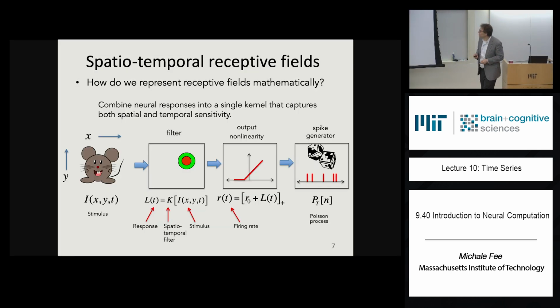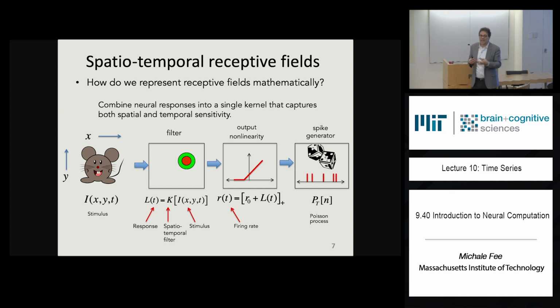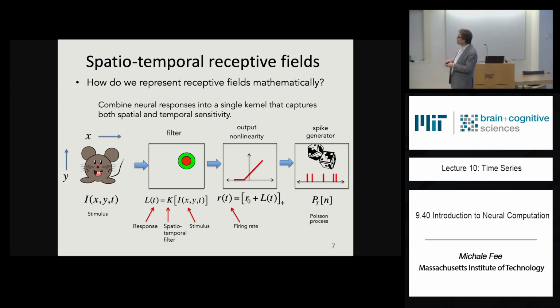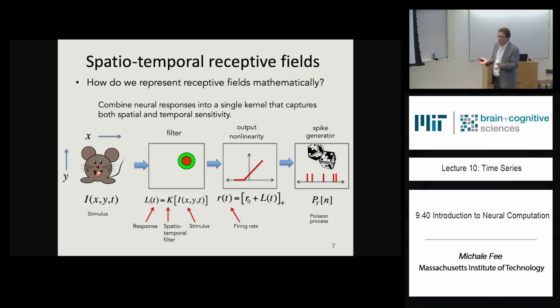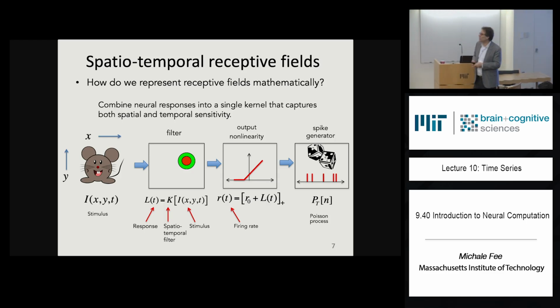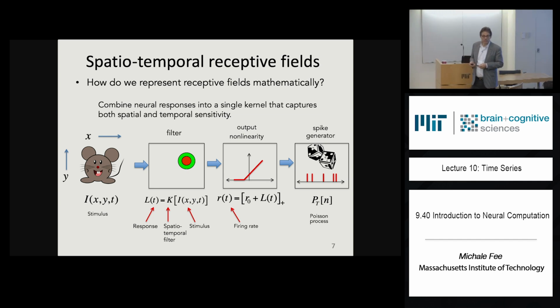All right, and so near the end of the last lecture, we talked about integrating, or putting together, the spatial and temporal parts of a receptive field into a larger concept of a spatiotemporal receptive field that combines both spatial and temporal information.